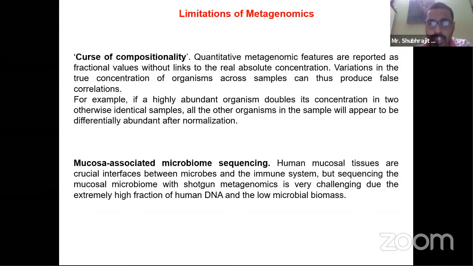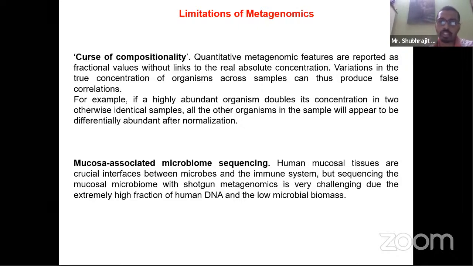Then the curse of compositionality. The quantitative metagenomic features are reported as fractional values without links to the real absolute concentration. So the variation in the true concentration of the organism across the samples thus produces false correlations. So even if you identify a novel change, you might not be very sure whether it was truly present there or came as an anomaly. For example, a highly abundant organism doubles its concentration in two otherwise identical samples. All other organisms present in the sample will be differentially abundant after normalization.